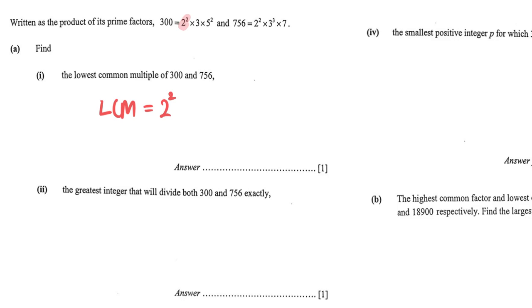3 compared with 3 power 3, I will choose 3 power 3. 5 square with nothing, I will choose the 5 square. 7 with nothing, I will choose the 7. And this will give me a value of 18,900.